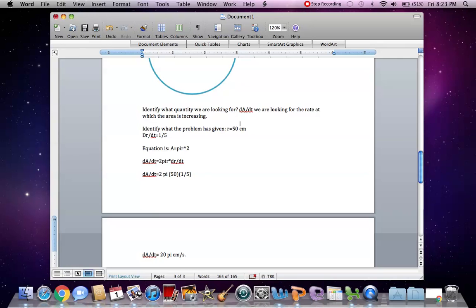That's a good thing. Now we need to end with a sentence. This is the most important part because it tells your teacher if you know what you are doing or not. So, the shield's area is increasing at a rate of 20 pi centimeters squared per second when the radius is 50 centimeters.